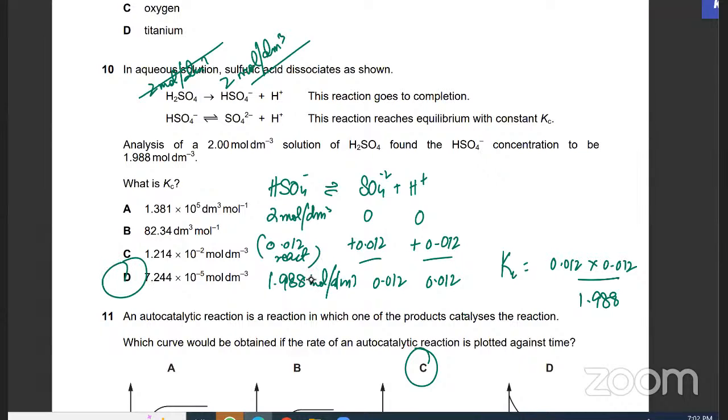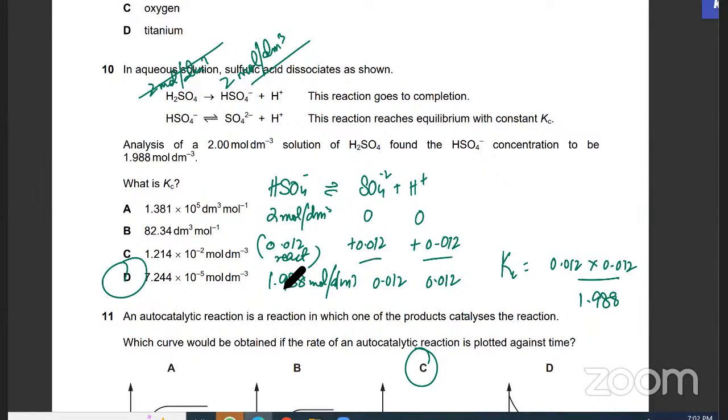So I'm just going to repeat. Initially, you had 2 mole per dm cube of this, but the first reaction goes to completion. So that means 2 mole per dm cube of this completely reacts to produce 2 mole per dm cube of HSO4 minus ions. So right at the start, at the beginning of the reaction, you have 2 mole per dm cube of HSO4 minus ions. Then those HSO4 minus ions will also decompose according to the second equation, and they'll produce a few SO4 2 minus ions and a few H plus ions. So what I assumed was that our starting concentration is 2 mole per dm cube.